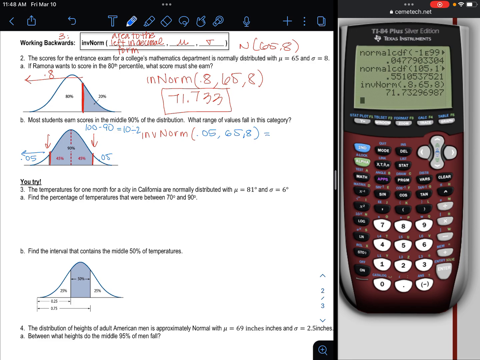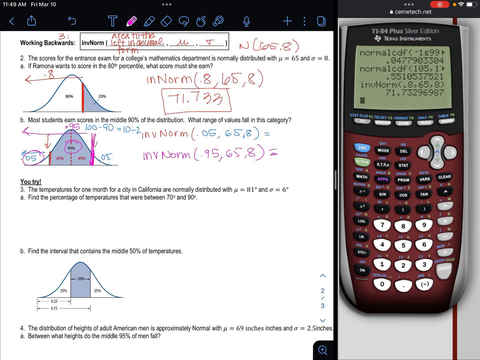Now I also want to find this value right here. Let me change colors so you can see what I'm talking about. So I'm also going to use inverse norm for that. I need the area to the left, so I need this area. That's 90 plus 5%. It's not 90 plus 0.05. So 0.9 plus 0.05, which is 0.95, because that's 95%, comma 65, comma 8. Okay? All right, so now I'm going to put both of those in my calculator, and then I'll have the two values it's in between.